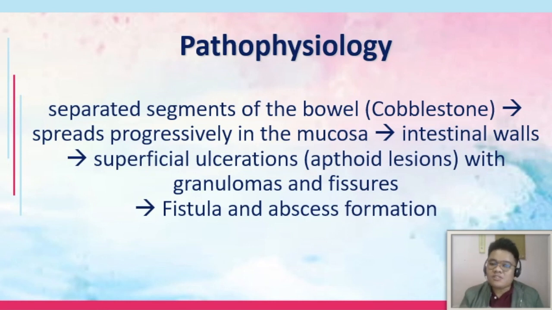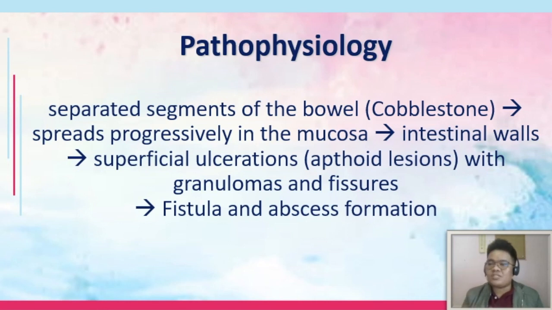Just like ulcerative colitis, there are inflammatory processes involved. Separated segments of the bowel are affected. That's why on imaging studies, it would appear as a cobblestone appearance. It spreads progressively in the mucosa and then later on the intestinal walls. Because of that, there will be superficial ulcerations or aphthoid lesions with granulomas and fissures. And because of the spread to the transmural layer, there is a tendency that there will be fistula and abscess formation.